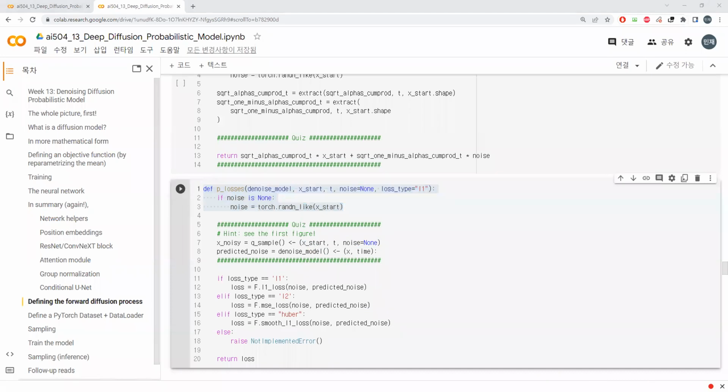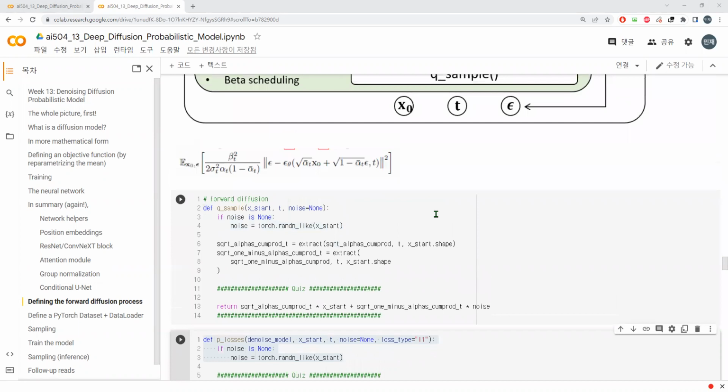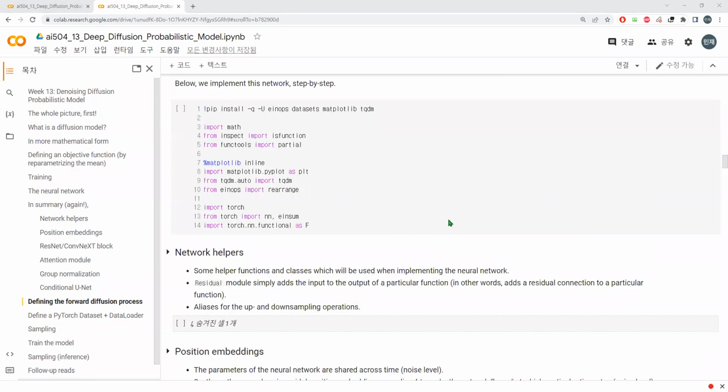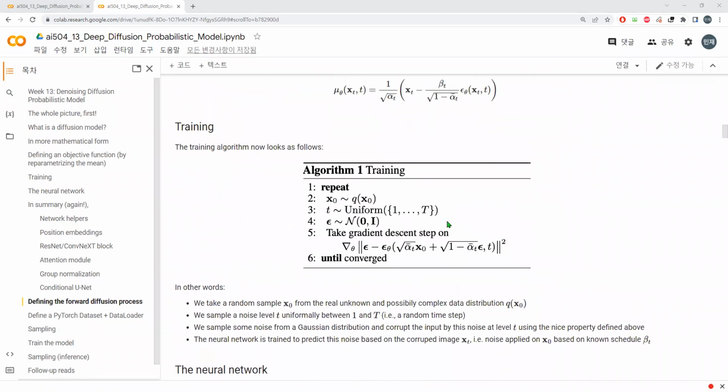In Algorithm 1, the question from Junhyun is: does the training objective mean learning the epsilon that can reverse the noisy data from xt to x0? And the answer is no.